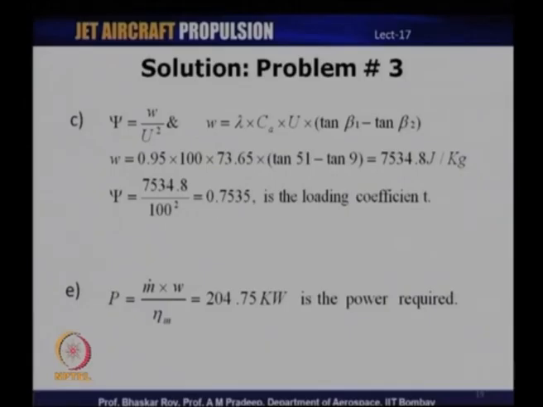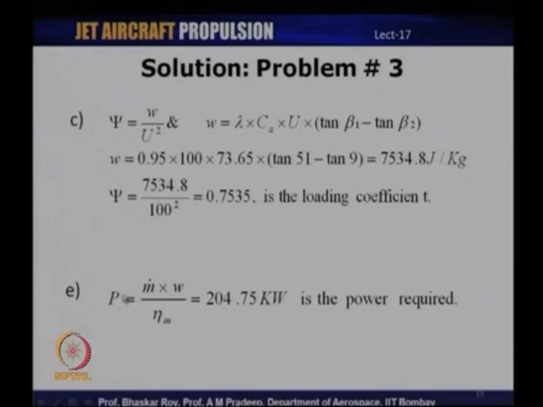So, loading coefficient is work done divided by u square, and therefore, we have 7534.8 divided by 100 square, that is 0.7535. And the last part of the question, that is part D, is the power required to drive this compressor.